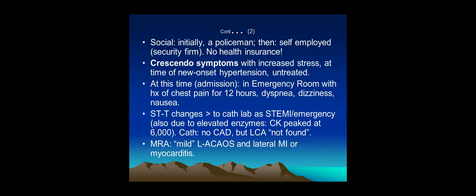The cath was initially done by another physician in our hospital and reported to show no coronary disease, but the left coronary artery could not be clearly found. So the patient had an MRA that showed a left coronary artery anomaly, meaning the left coronary artery was coming from the right side of the anterior commissure between the right and left sinuses of Valsalva, and then going intramural for some segment that could not be clarified by this technology.